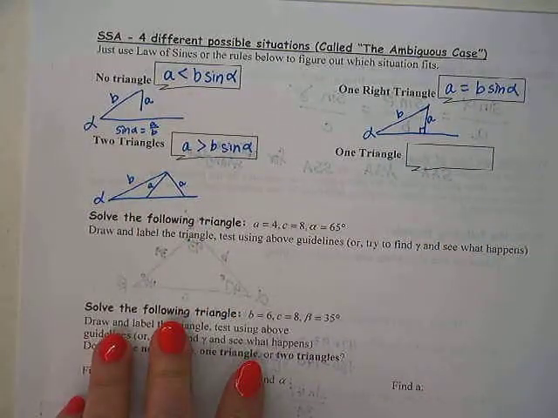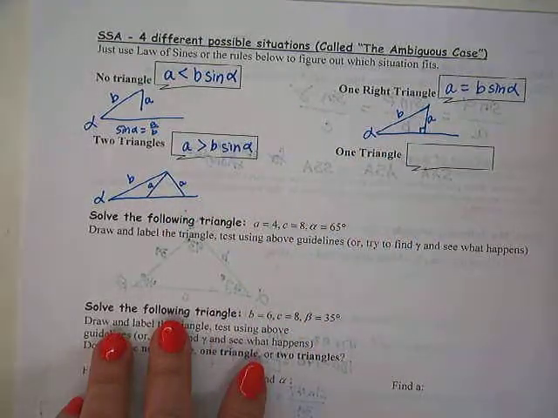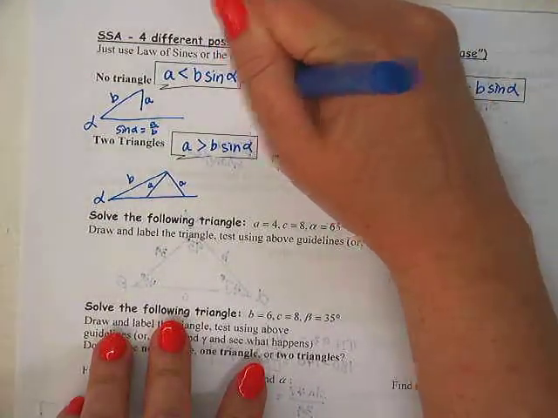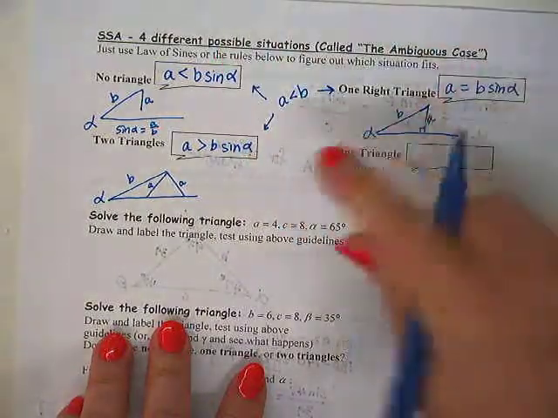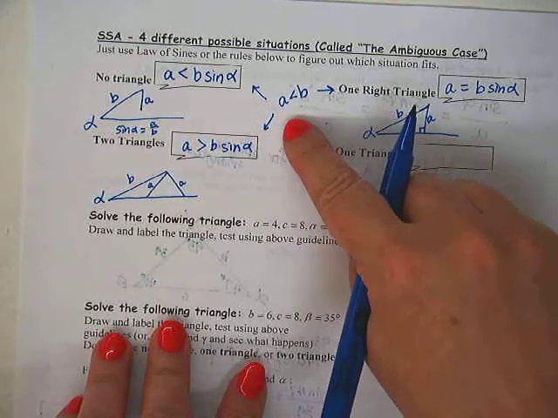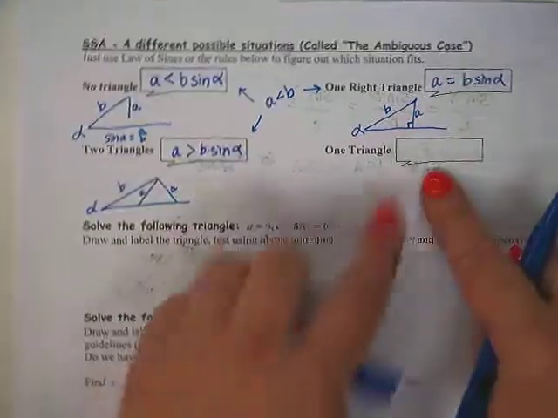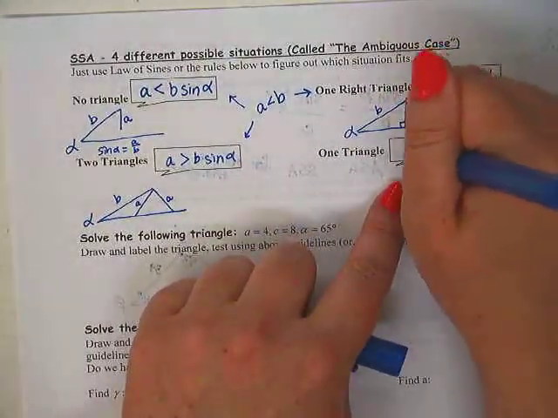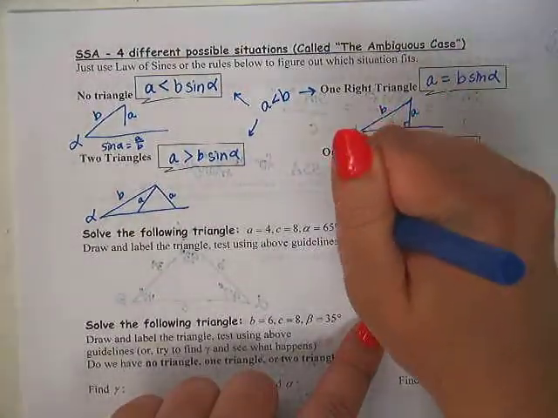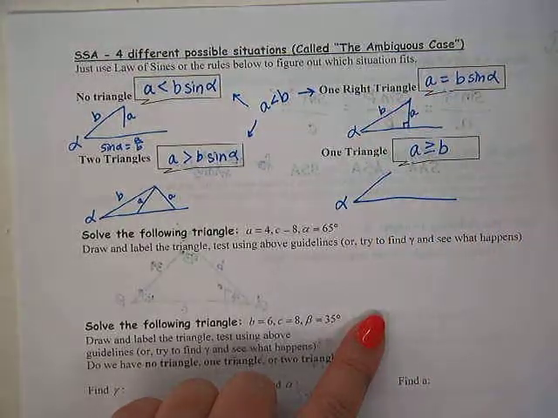In all of these cases, what have you noticed about my drawings with A compared to B? Notice the length of A compared to the length of B in all of these drawings. A is shorter than B in all of these, right? So A is shorter than B in all three of these situations. In this case, A is the one that's across from the angle. So if the side that's across from the angle is shorter than the other side, then you have to test it. But the last situation is, if A is longer or equal to B, then there's only one option.